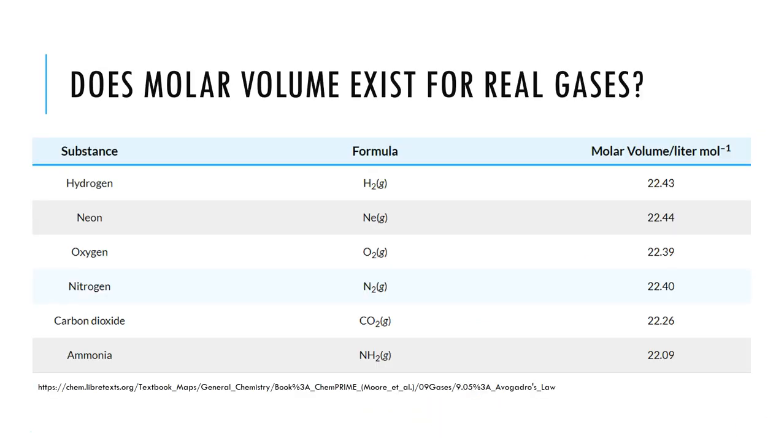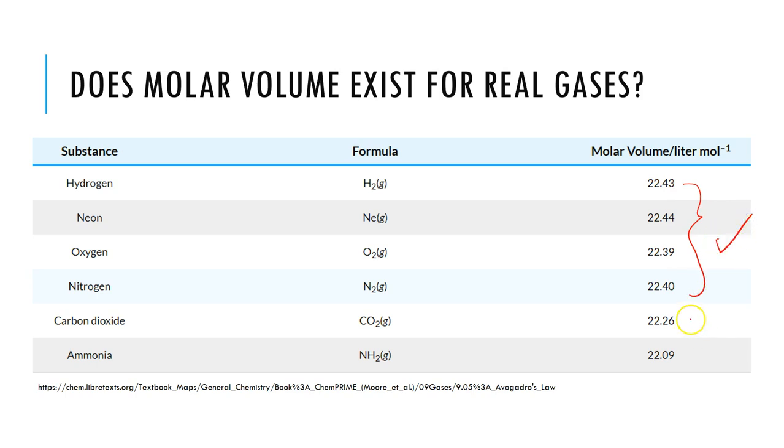So let's have a look. Now we have a value to be able to measure against to see how well our gases meet an ideal gas. If we look at the actual measured volume of gases at 0 degrees C and 100 kilopascals, we can see that hydrogen is 22.43, which puts it within pretty good range. Neon 22.44, oxygen 22.39, nitrogen 22.40. So these are all a very good approximation.